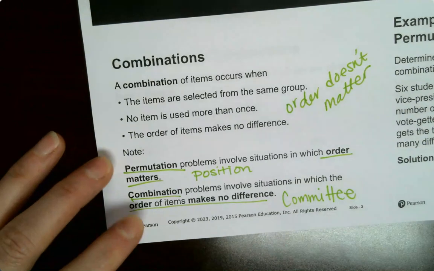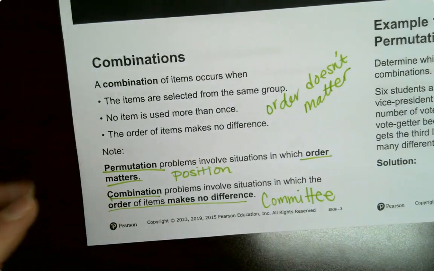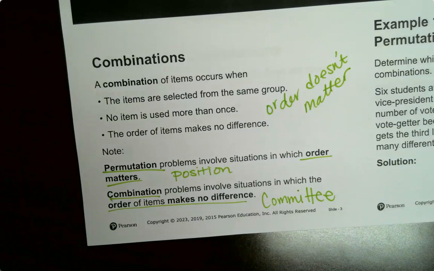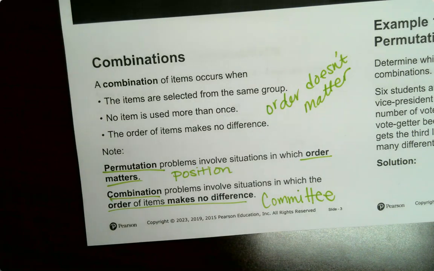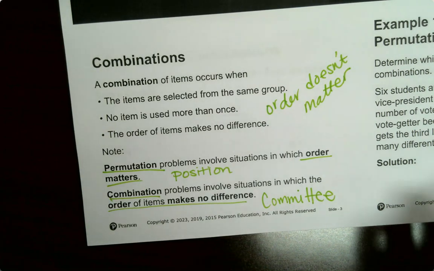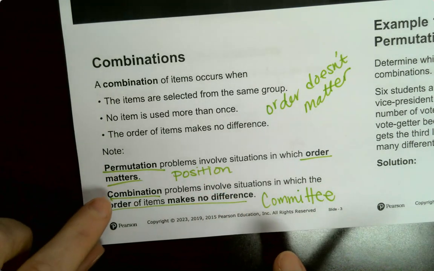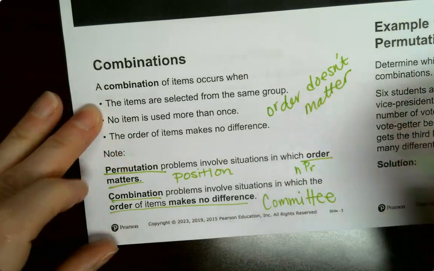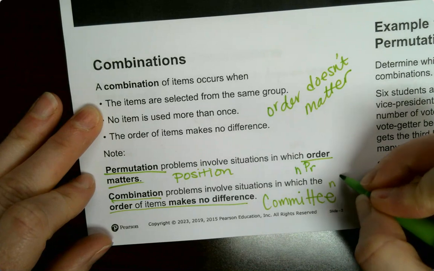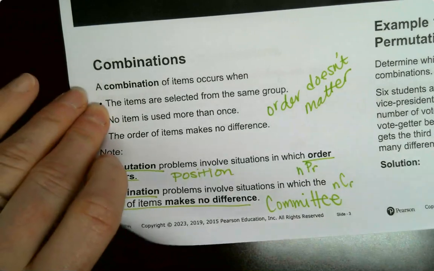So this type of problem would be finding, okay, you have 100 people, you want to pick a committee of 5 people. It doesn't matter the order there, you're just picking 5 people to be on this specific committee or in this group. Position, permutation, combination, committee. Okay, and we use nPr for permutation and nCr for combination.